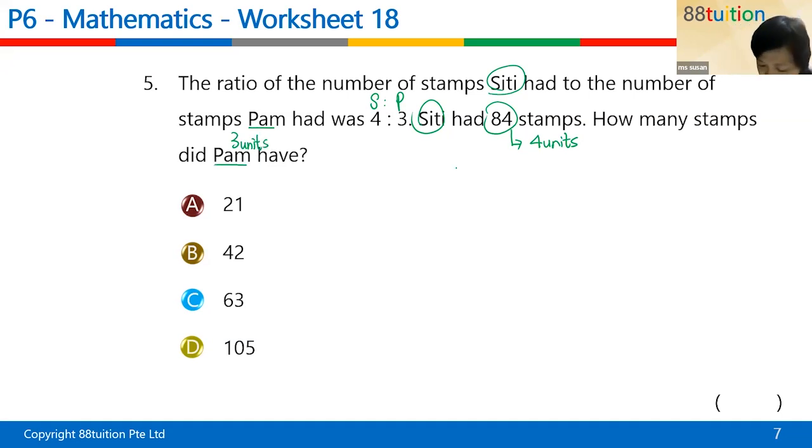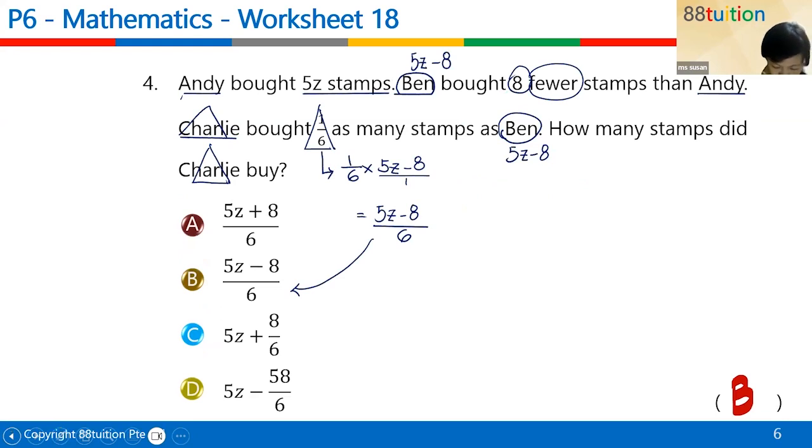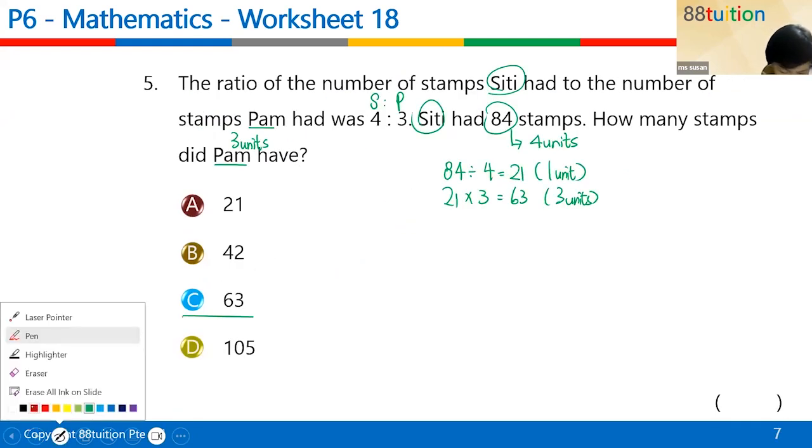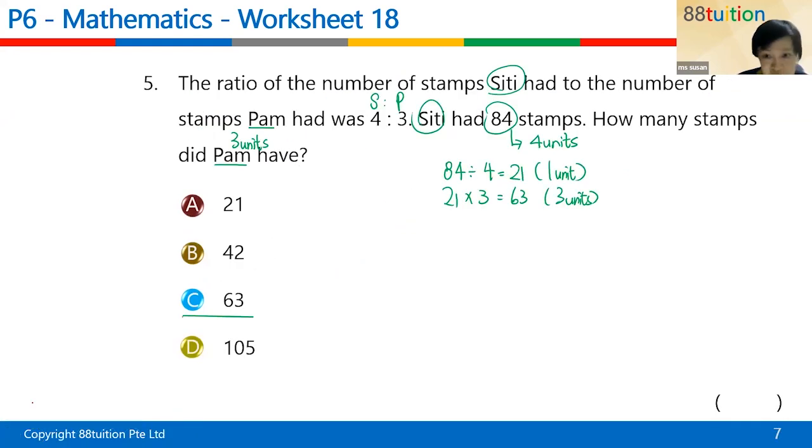Okay, so let's do it. Since you have 4 units, to find one, I use 84 divided by 4 and I get 21. So 21 is only meant for 1 unit. So you have to find 3 units. Multiply this by 3, you get 63 here. Okay, 63. And the answer for this will be C.